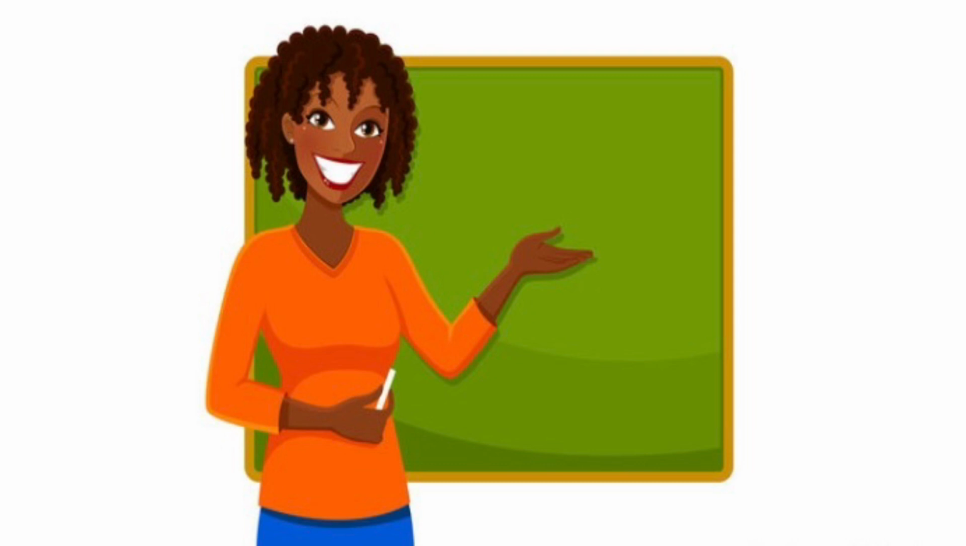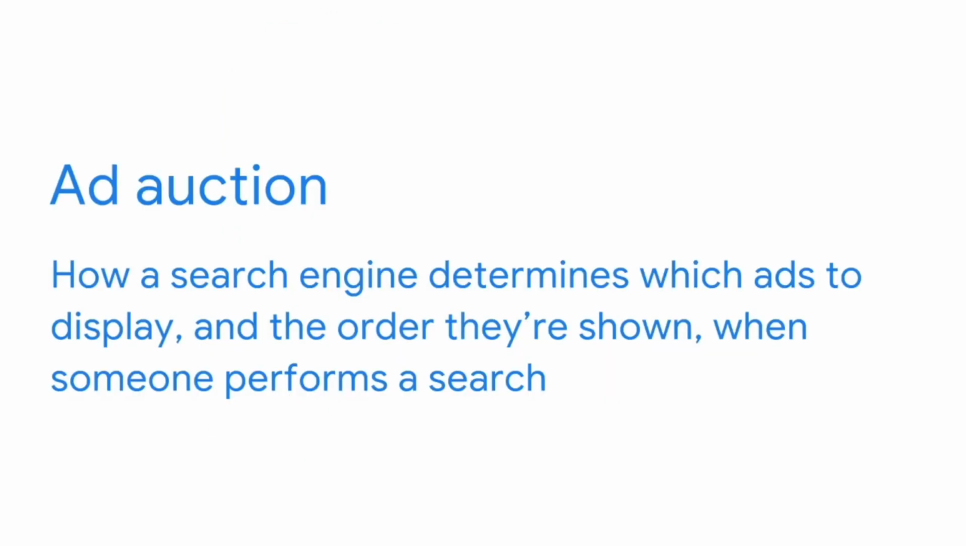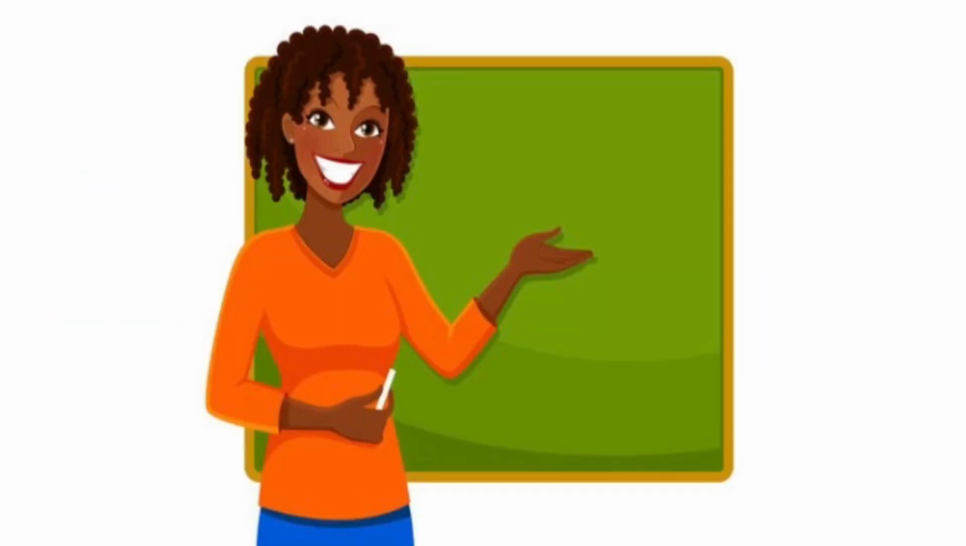SEM starts out the same way that SEO does, with keyword research. So, if your company sells vitamins, you might want to serve an ad to customers who search for the phrase vitamin C. Once you have your keywords, you enter an ad auction to bid on them. An ad auction is how a search engine determines which ads to display and the order they're shown when someone performs a search. When you bid on a keyword, you decide how much you're willing to pay when someone searches for a term and clicks your ad.